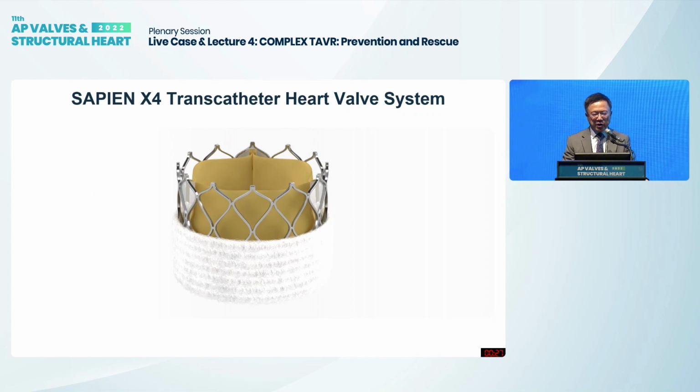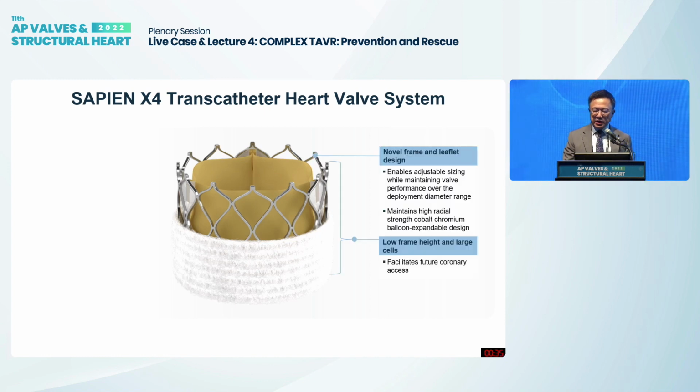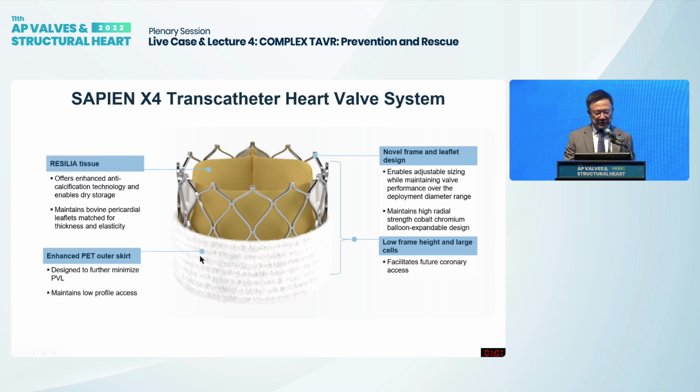I think Eberhard showed this valve yesterday. This is the new SAPIEN X4 valve. There are a couple of things that are very interesting, specifically to sizing. The frame, as you can see, now looks more like the multi-link stents that we had before, which have the ability to expand without really changing the geometry of the valve. So the idea with this system is that you can now tune the size more precisely, while also maintaining the high radial force that you need. Obviously, there's a new PET outer skirt, and we also talked about the Resilia anti-calcification technology.